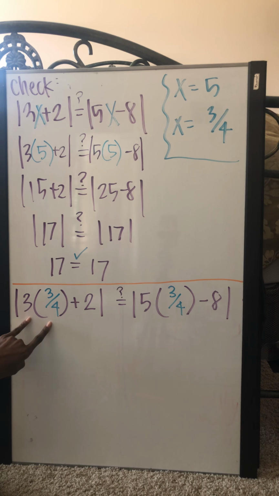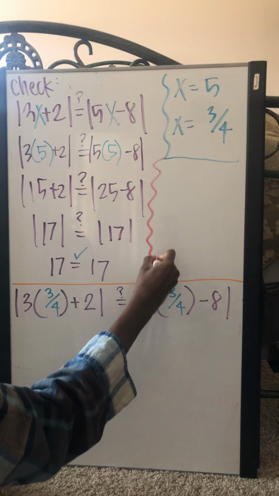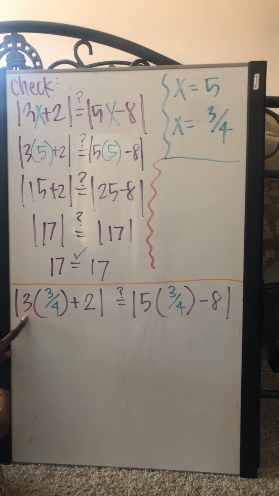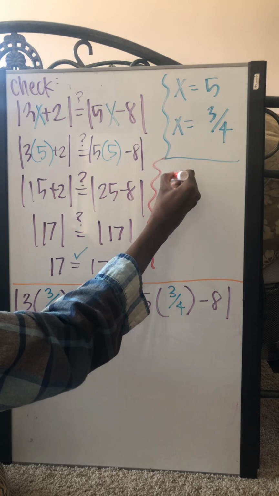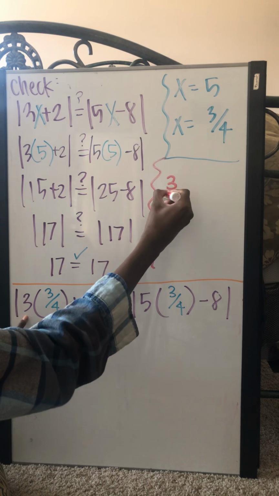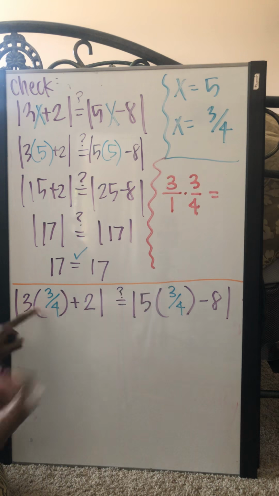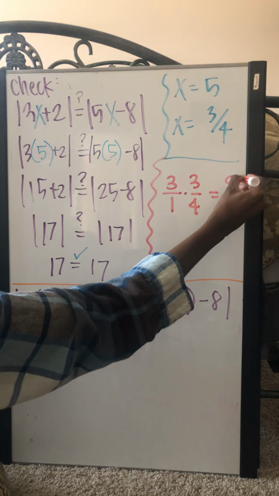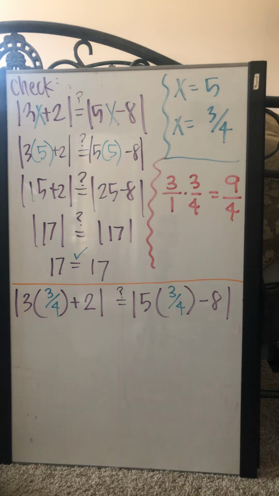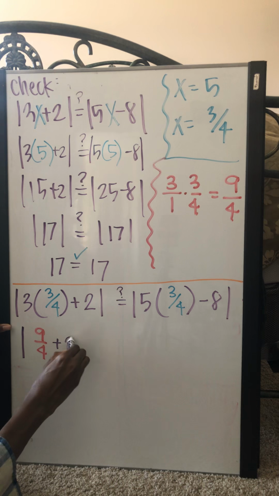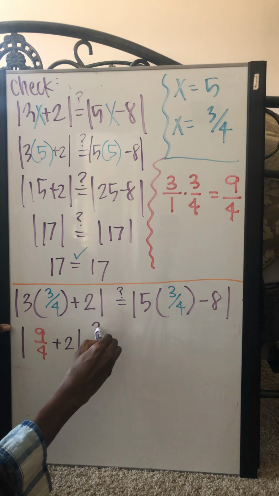So right here, whenever you have a fraction times a fraction, remember that you can multiply straight across on the top and straight across on the bottom. I would just make everything a fraction. So this 3 right here is the same thing as 3 over 1 times 3 over 4, right? So it's going to be 3 times 3, which is 9 over 4, okay? So in this first slot, we have 9 over 4 plus 2 equals question mark.